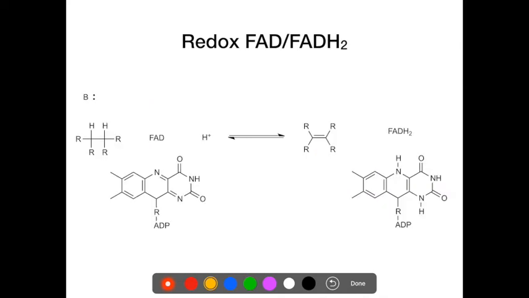Now, one other electron carrier that we use very, very often is FAD and FADH2. It is similar in that it's going to accept hydrides. So if I take a look at this, I show the organic structure of the FAD, and over here, I have FADH2. And so now I'm going to pick up a proton. I'm actually going to pick up 2 protons.